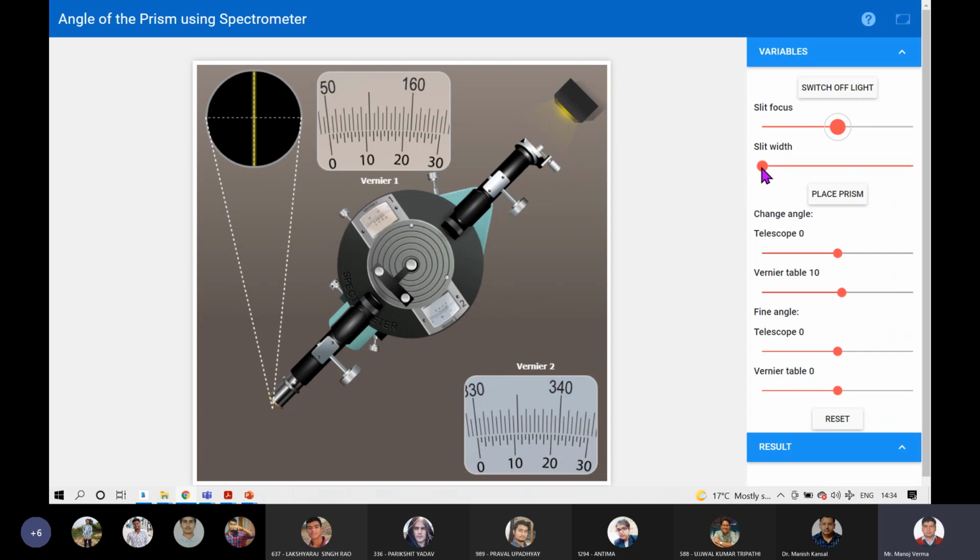Again, the slit width can also be changed. You can see the width of the slit can be changed, and the intensity as well as the width of this light ray can be seen. As you change the slit width, this line, this light ray, is increasing or decreasing in intensity as well as in width.